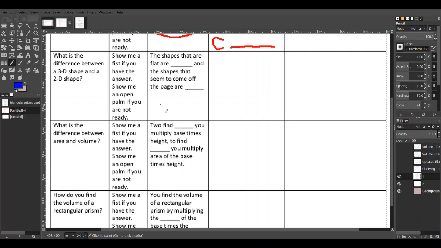So now we're going to do the QSO with a worksheet, and this time it's going to work. The question is, what is the difference between a 3D shape and a 2D shape? So show me your fist if you know the answer between the difference of a 2D shape and 3D shape. Show me an open palm if you don't know the difference between a 2D shape and a 3D shape. I will pause.